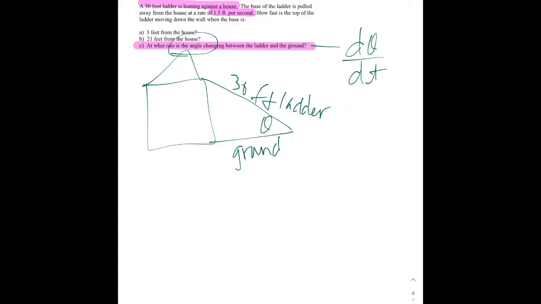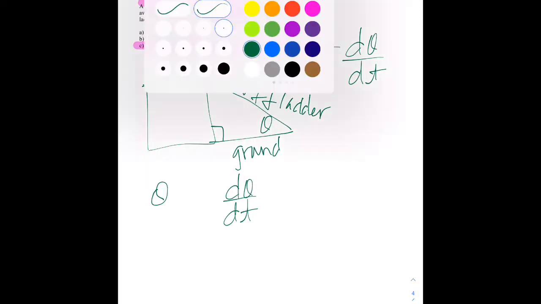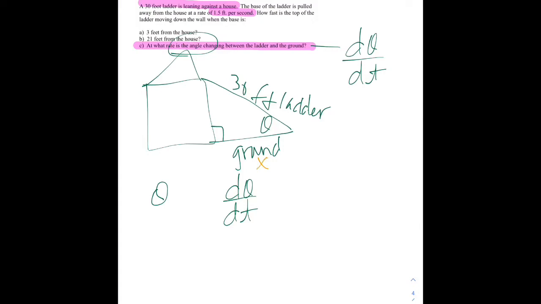So this is not about x's and y's. It's a new type of problem, where I have theta and they want to know a d theta dt. All right, so this is where you have to use your brain. There's some critical thinking here about what's going on. We know that we had originally assigned the ground to be x and this to be y.